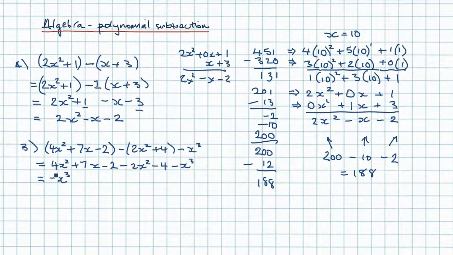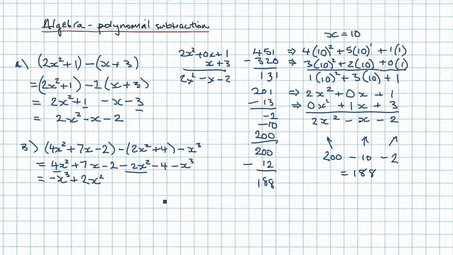Now we're going to look for our x squared. So we've got 4x squared there, and we've got a negative 2x squared here. So it's 4x squared, add a negative 2x squared if you like, which of course is 4x squared, subtract 2x squared. So 4 subtract 2 gives us 2x squared. So that's our x squared dealt with.